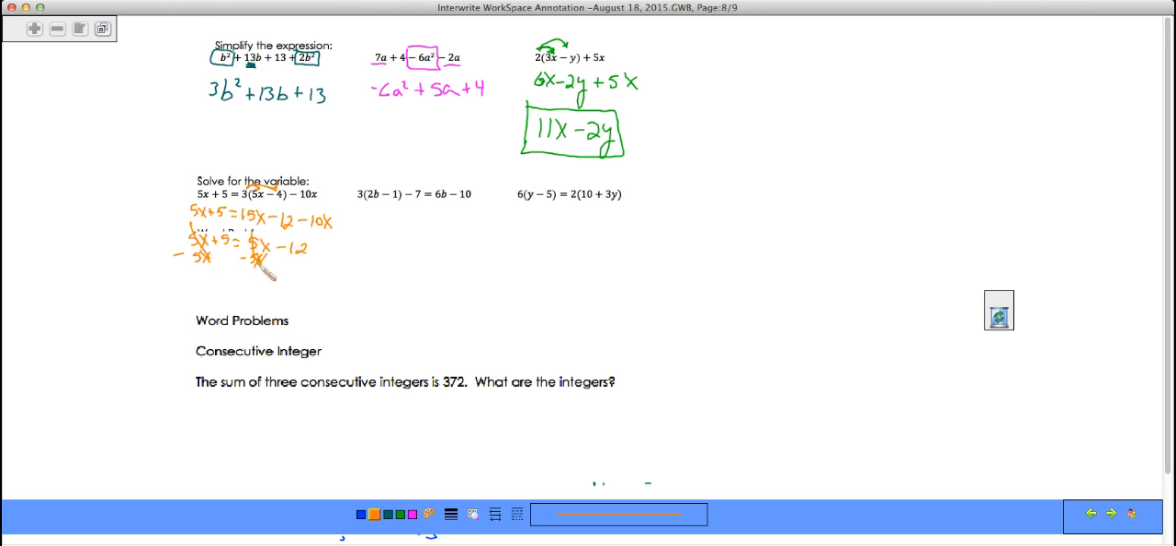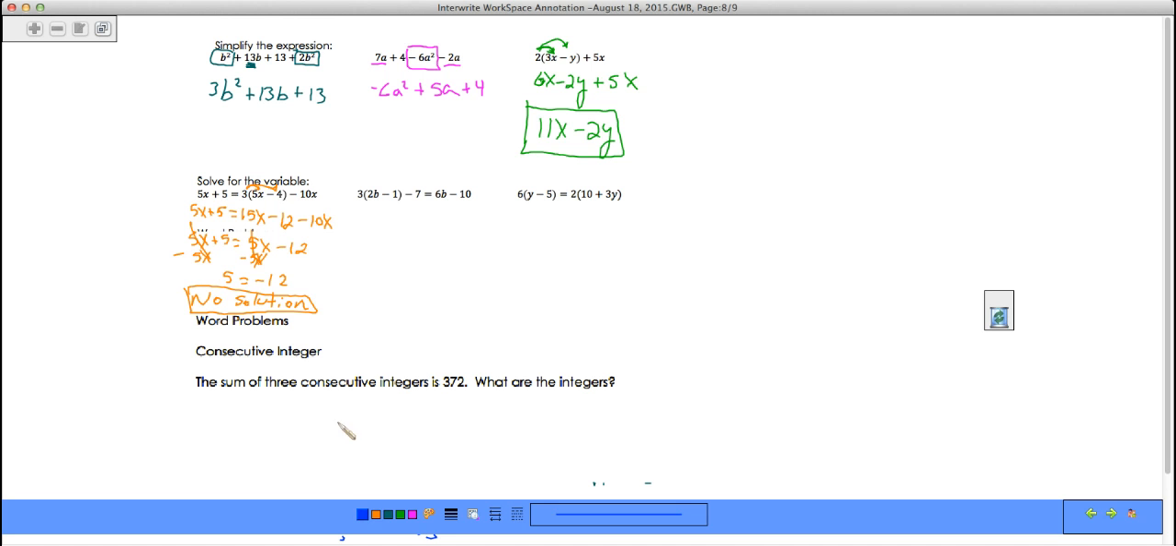Those cancel. Now that leaves me with 5 equals negative 12. If you remember from last time, if we get rid of our variable and we have something that does not make sense, we have no solution. There's my answer.